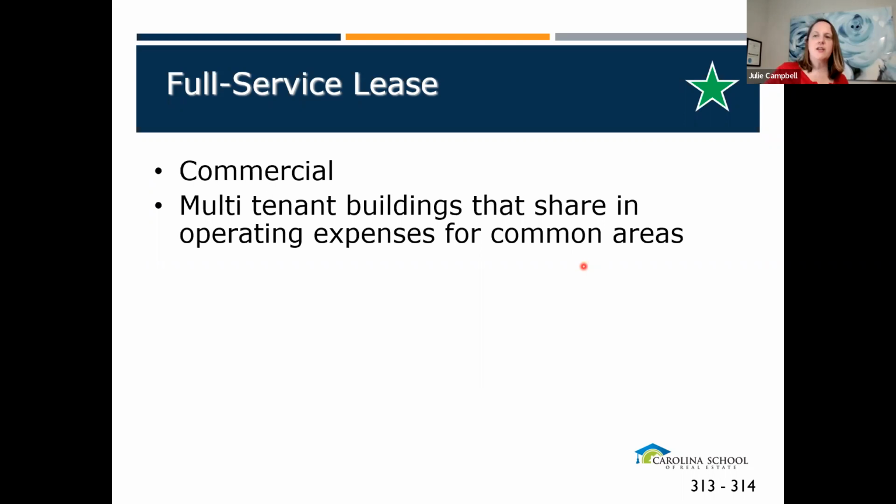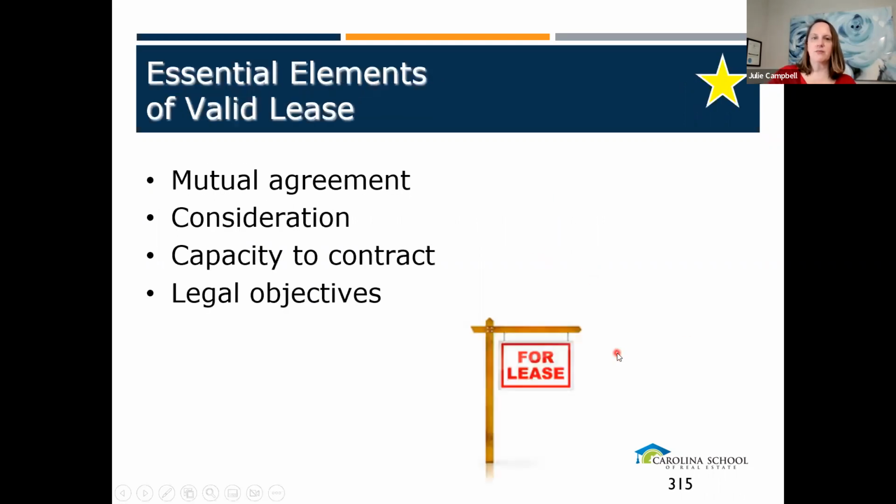Over on page 315, we talk about the essential elements of a valid lease. Of course, anytime we talk about essential elements, we're saying, how is the judge going to interpret this lease? I hope this list looks pretty familiar to you. This takes us back to Unit 9, Basic Contract Law. What are the essential elements of a contract?